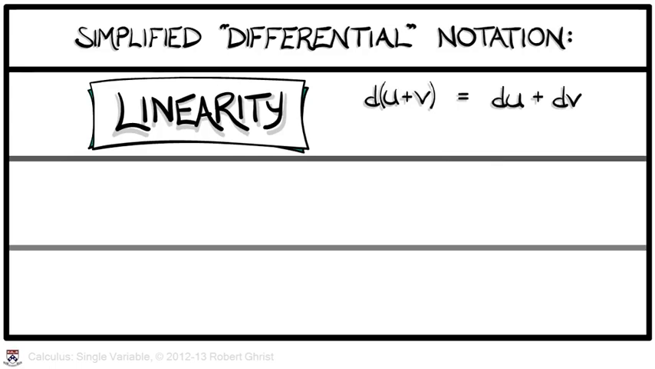This consists of two parts. First, what you might call a summation rule, that the derivative of the function u plus v is the derivative of u plus the derivative of v. The second part of linearity says that if we multiply u by a constant c and take its derivative, what we get is that constant c times the derivative of u.